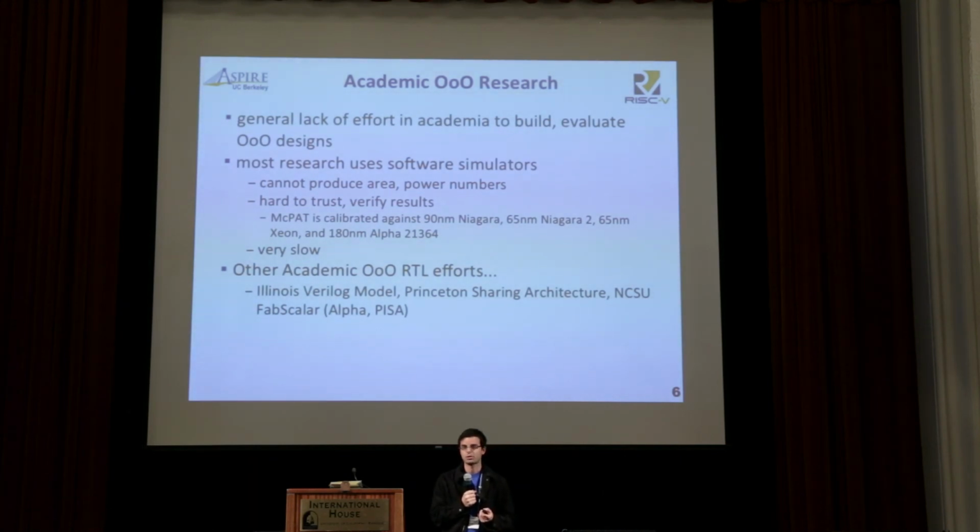Now, looking at some of the past research, Illinois and Princeton were using a subset of the Alpha ISA. FabScalar is using a subset of the PISA ISA. These are still projects that are in progress and still evolving and changing. However, looking at the past work, you find out that it's really hard to actually build a full ISA.